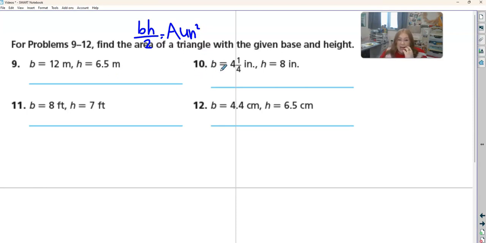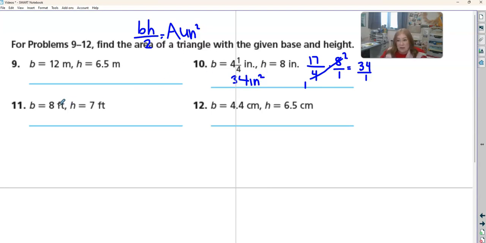Okay, I'm going to do number 10 with you. So we have 4.5 times 8. So we're going to make this improper. So there's 16 plus 1 is 17 over 4. And we're going to times that by 8 over 1. Oh, look, 4 goes into both of those 1 time and 2 times. So 17 times 2 is 34 over 1. So our answer is 34 inches squared.